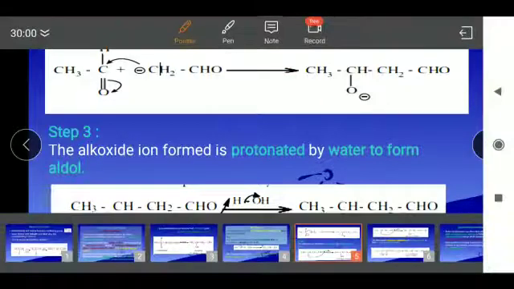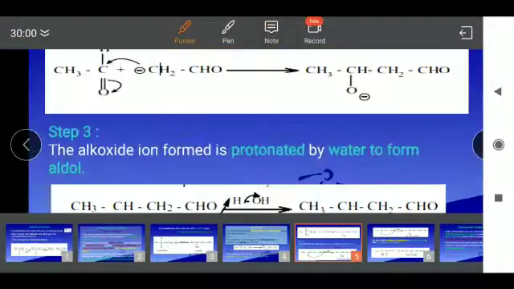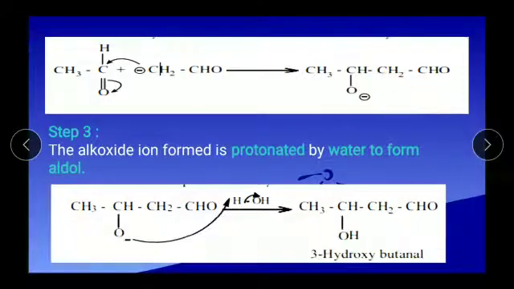What is an alkoxide ion, children? The alkoxide ion is an organic functional group which is formed when a hydrogen atom is removed from the hydroxyl group of an alcohol. What is a hydroxyl group? OH is a hydroxyl group. In OH, if the hydrogen is removed, we get O minus. Commonly it is named RO minus. It's an alkoxide ion.